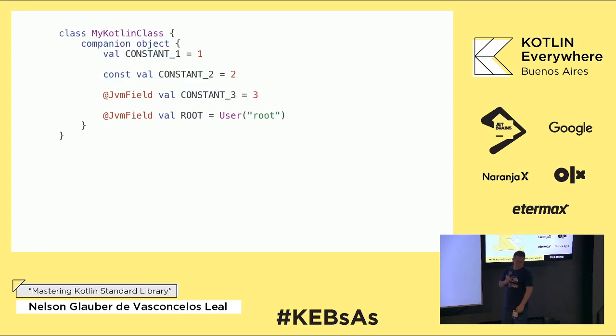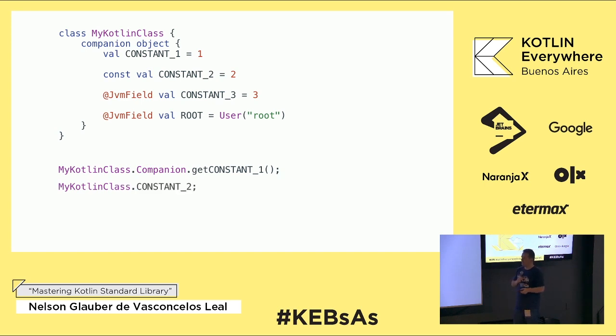Okay, I think that's all regarding this topic, but no, it's not. If I create this constant here, it will generate this code here, my Kotlin class.companion.getConstant1. But it's a constant. I don't need a method for that. So the constant two using const val, you generate my Kotlin class dot constant two. So again, you are avoiding creating methods unnecessarily.